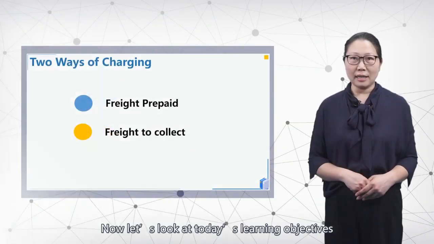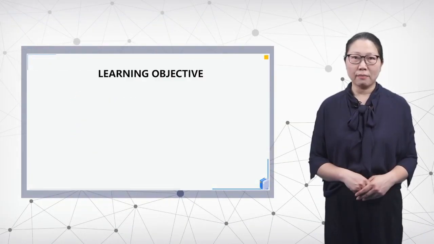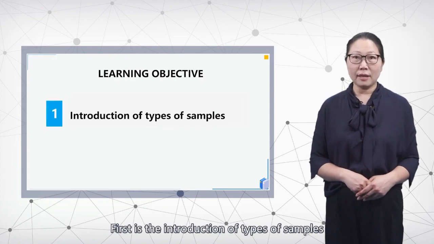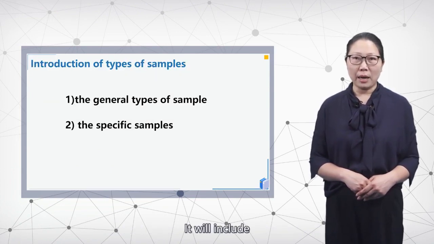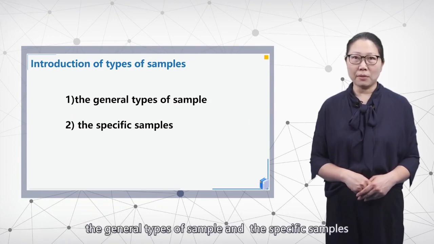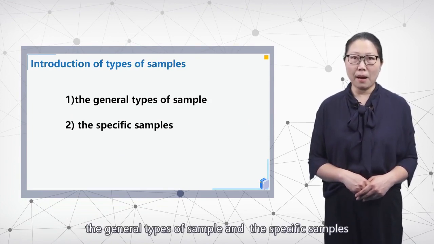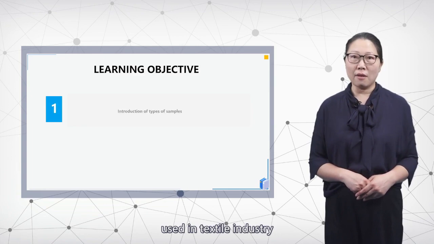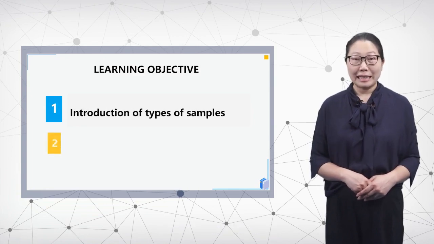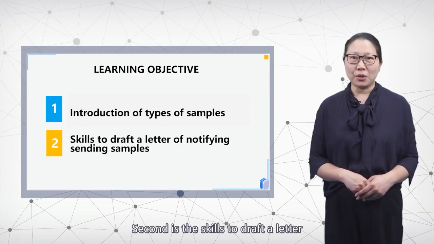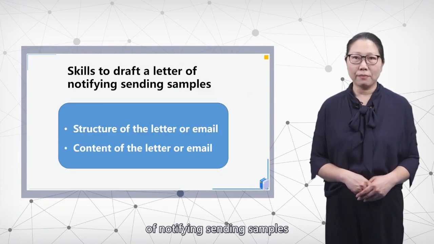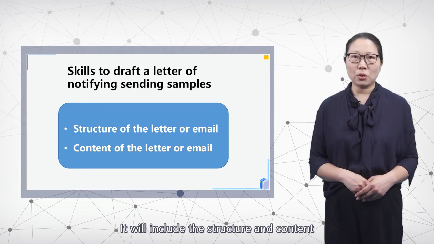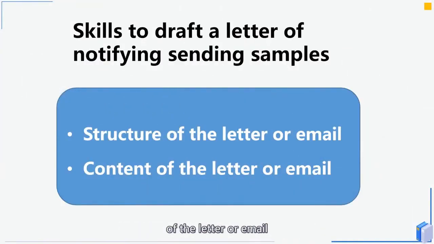Now let's look at today's learning objectives. First is the introduction of types of samples. It will include the general types of sample and the specific samples used in the textile industry. Second is the skills to draft a letter of notifying sending samples. It will include the structure and content of the letter or email.